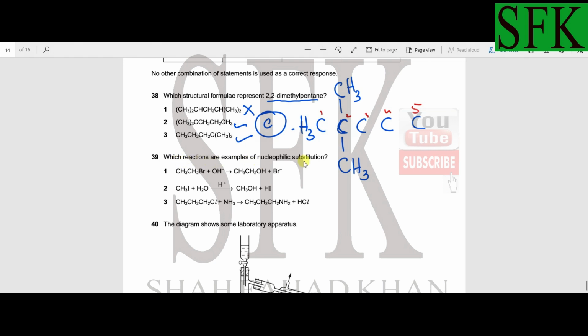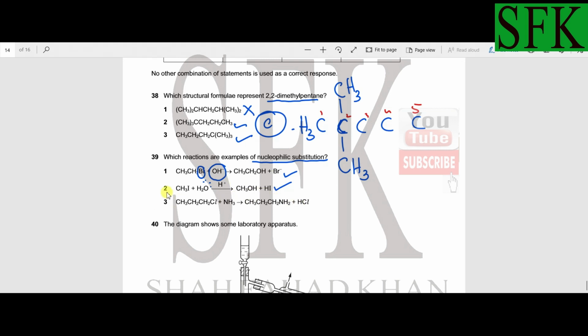39 says which reactions are examples of nucleophilic substitutions. If you look at the first one, bromine is a nucleophile. A nucleophile is any species with at least one lone pair. OH negative is reacting with it and replacing it. It is substituting it, so one nucleophile replaces the other nucleophile. So yes, 1 is correct. What about the second one? Water is also a nucleophile because it contains lone pairs. And again, this is a nucleophilic substitution reaction because iodine itself is also a nucleophile, contains lone pairs, and is substituted by the water molecule and then forms an alcohol.